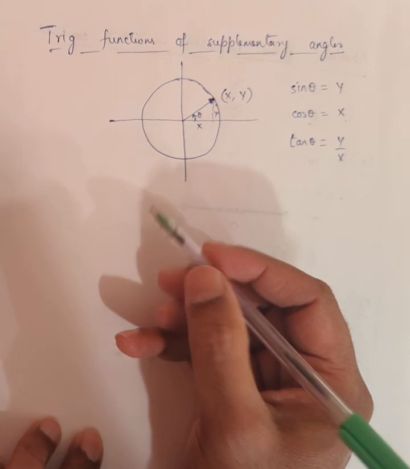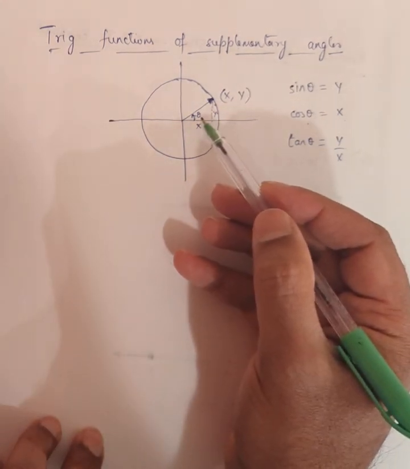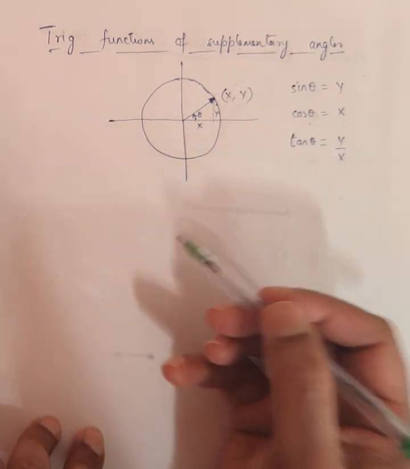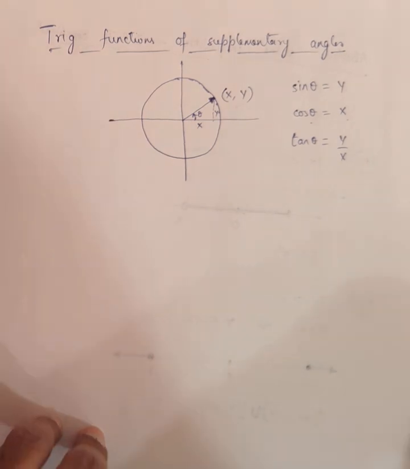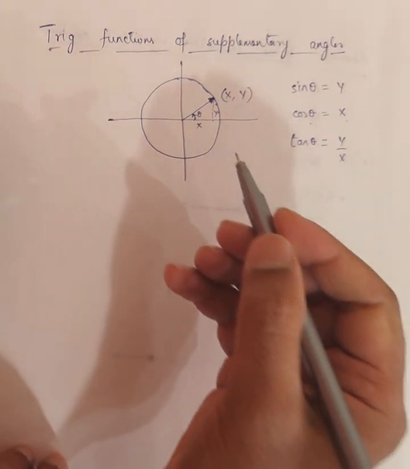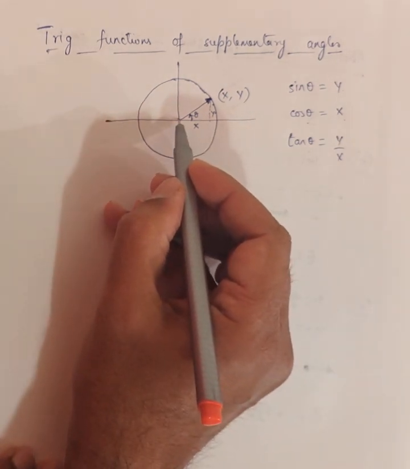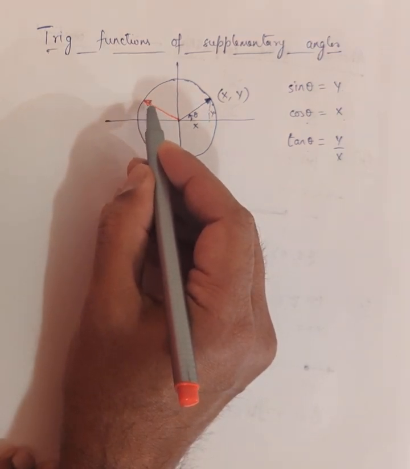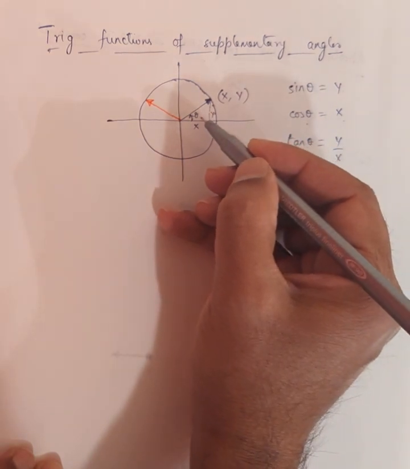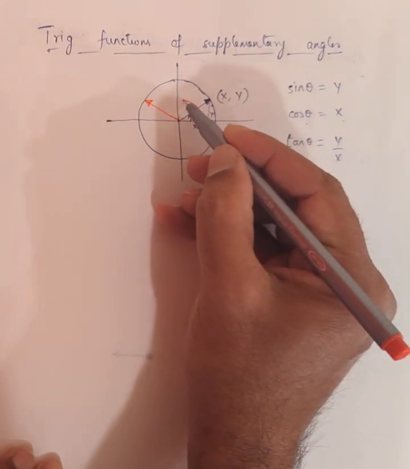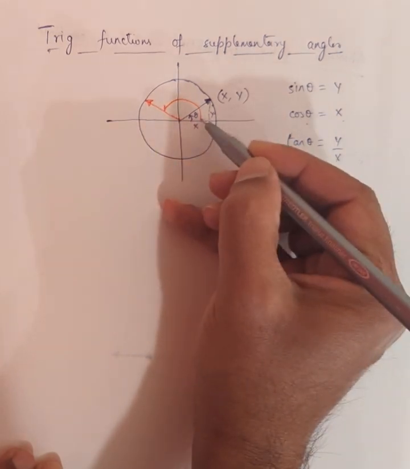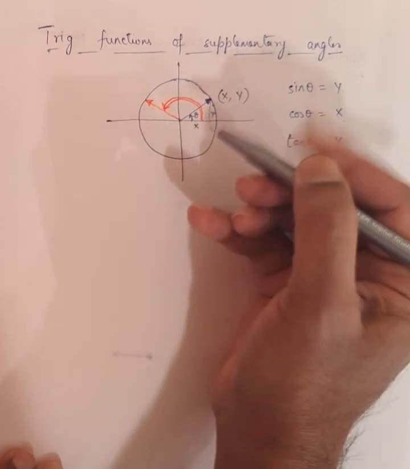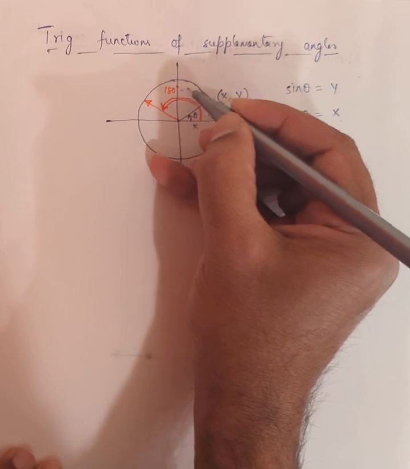Now, what are supplementary angles? So if theta is in the first quadrant, you can imagine theta to be acute, then the supplementary angle would be 180 degrees minus theta, and that would fall in the second quadrant. So if that's theta, then this angle, the red one, is going to be 180 degrees minus theta. So let me draw that with a double arc. So this angle will be 180 degrees minus theta.